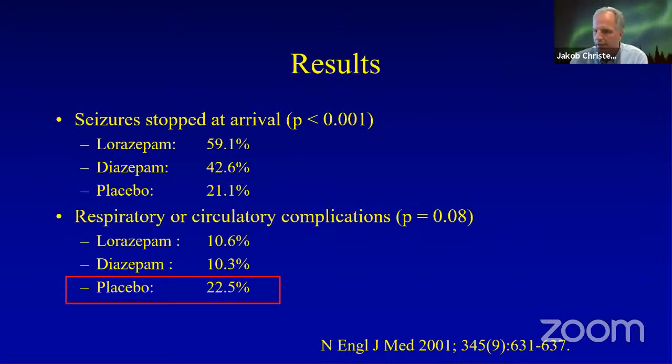What about respiratory complications? We always fear that when we give benzodiazepines, we will have respiratory or circulatory complications. But actually, that was much more prevalent in the group that you gave placebo. So continuous seizure is a greater risk of respiratory circulatory complications than treatment with benzodiazepine.